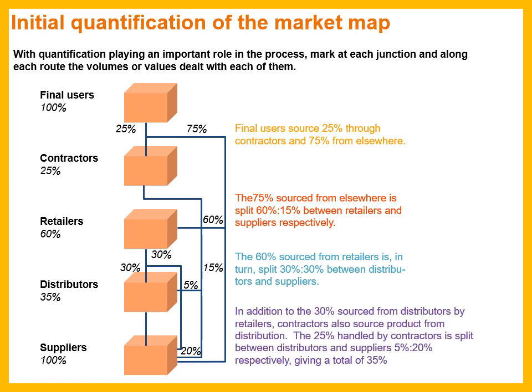In addition to the 30% sourced from the distributors by the retailers, the contractors also source the product from distribution. The 25% handled by the contractors is split between the distributors and suppliers 5 to 20% respectively, giving a total of 35%.